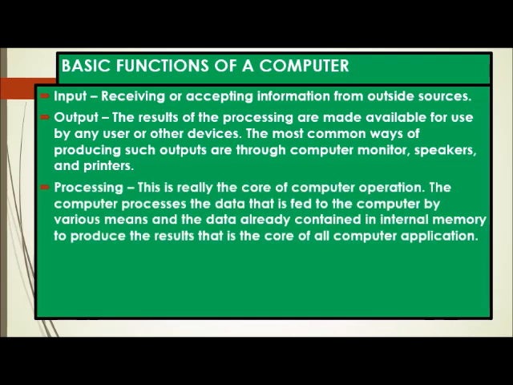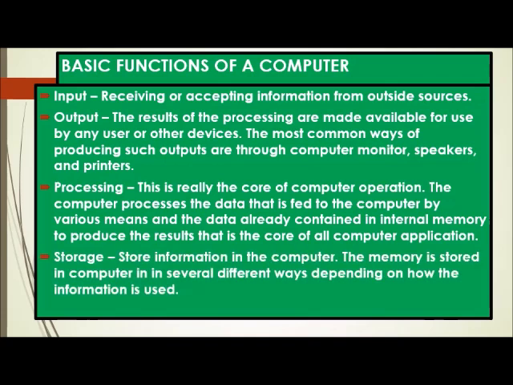3. Processing. This is really the core of computer operation. The computer processes the data that is fed to the computer by various means, and the data already contained in internal memory to produce the result that is the core of all computer application. 4. Storage. Store information in the computer. The memory is stored in the computer in several different ways depending on how the information is used. And the last one is retrieve. For instance, recalling a list of addresses or business contacts or retrieving other materials.